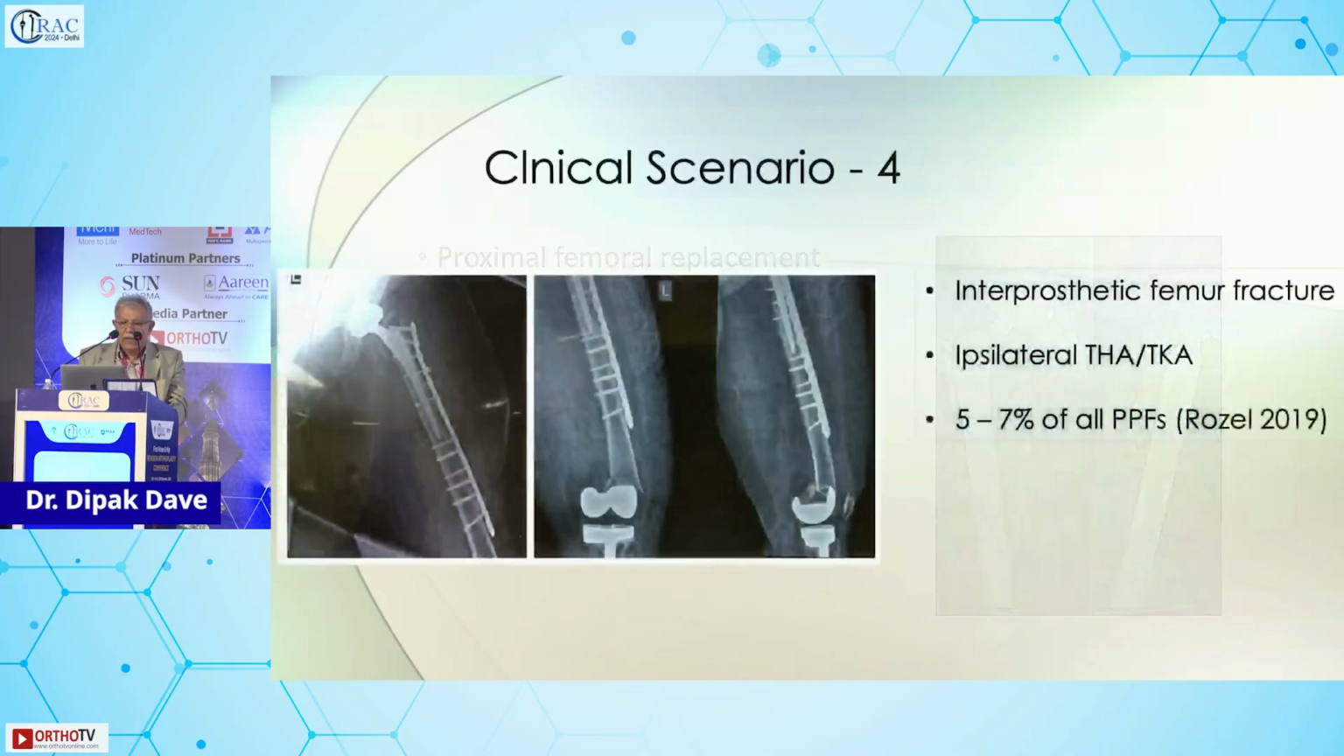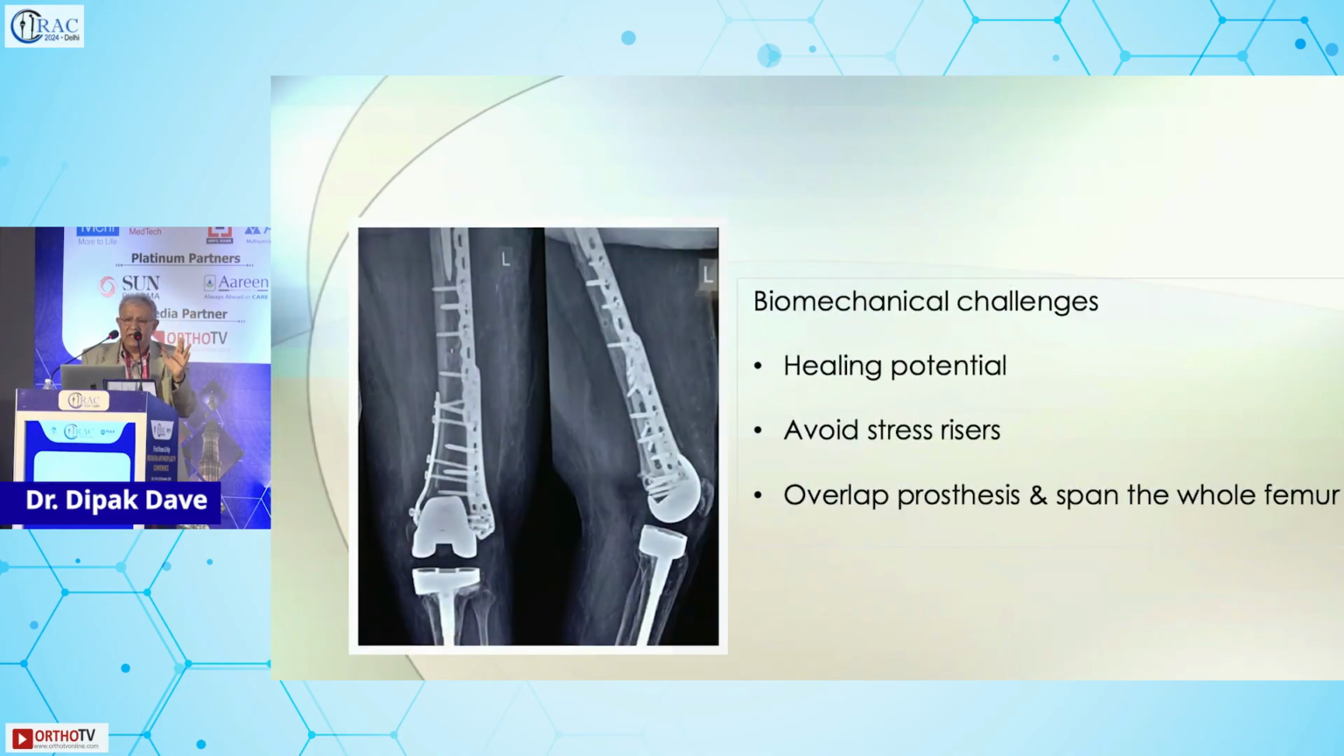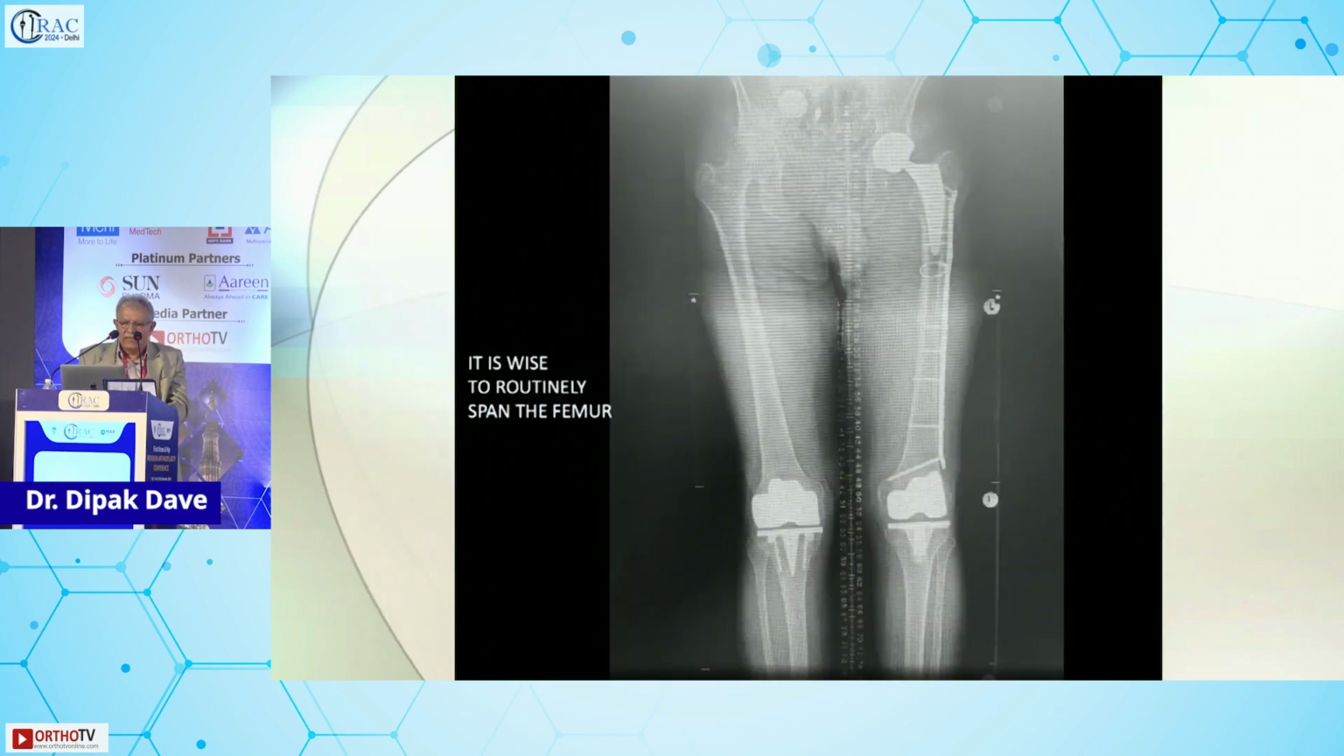So another scenario, you have a THR and TKR with an interprosthetic fracture, and in this case again, when you fix it, keep in mind there is no stress riser and adequate fixation has been done, otherwise the patient will get a fracture in between. Follow the principles of trauma, overlap the prosthesis, span the whole femur. So these are the principles.